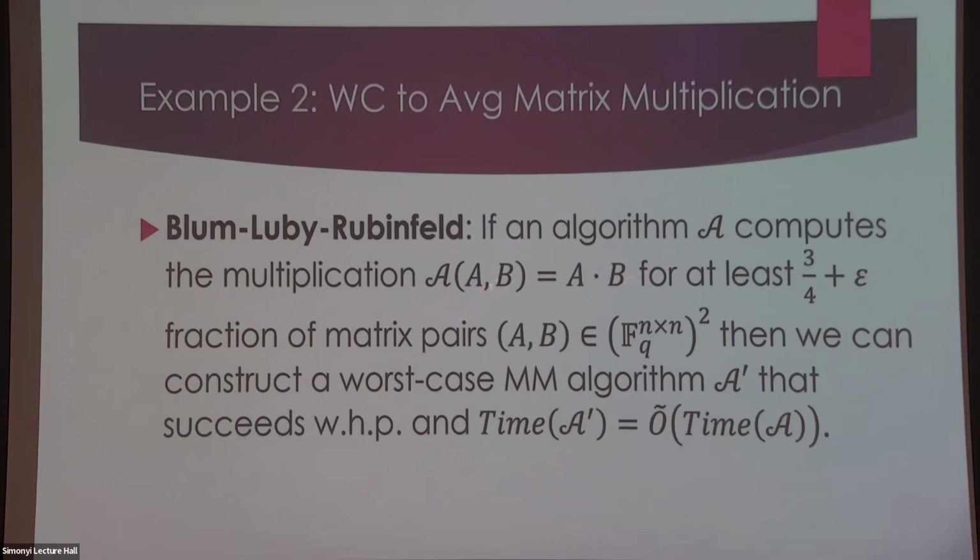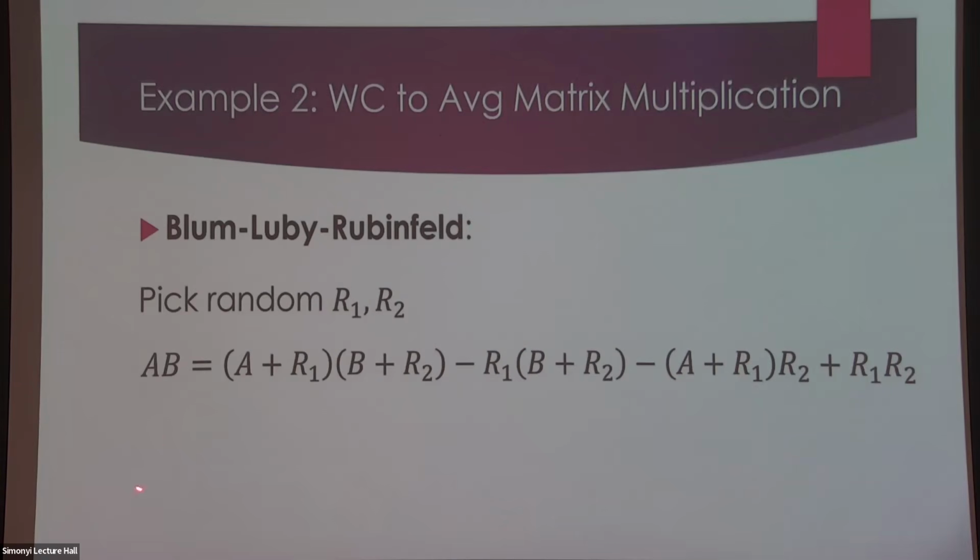What do I mean by that? I mean that I have an algorithm such that if I take a random pair of matrices in my finite field, then with probability strictly larger than 3/4 over which input pair I chose, my algorithm returns the correct matrix multiplication of them. If I have something like this, then I can construct another algorithm, A prime, that multiplies any pair of matrices over the same finite field in a very similar time. So this is a classical result, and the proof is very simple. So let's just see it. The proof is the following.